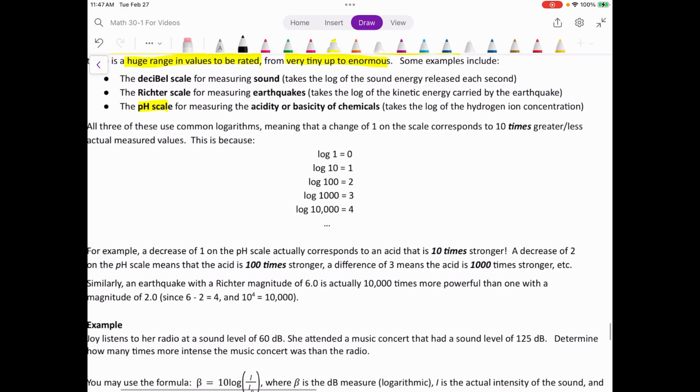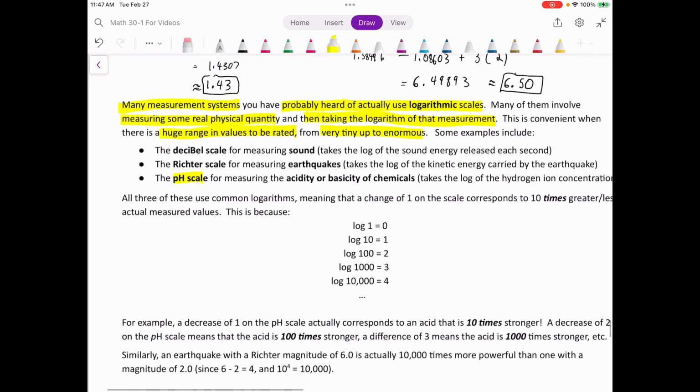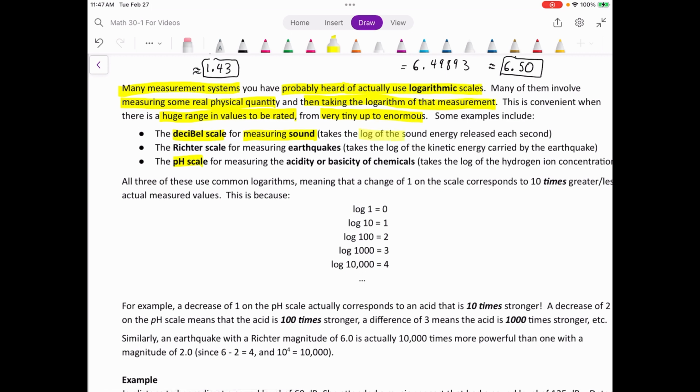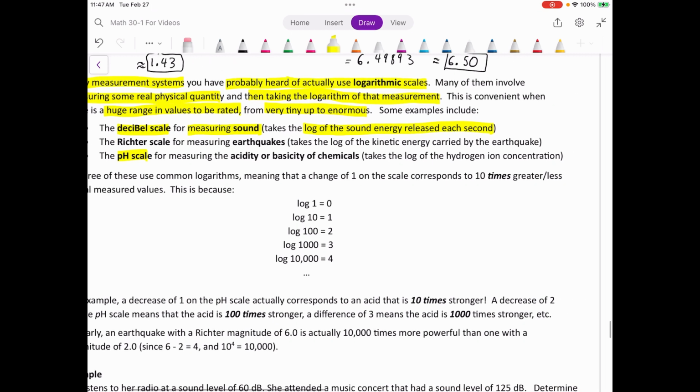So some of the real life ones that use logarithms: the decibel scale for measuring sound, right? You've heard of things like, a concert is however many decibels, okay? What that does is it takes the log of the sound energy being released each second. So that can have a huge range of values, from very small amounts of energy to huge amounts of energy. And so if we take the log of it, we can make a more convenient scale.